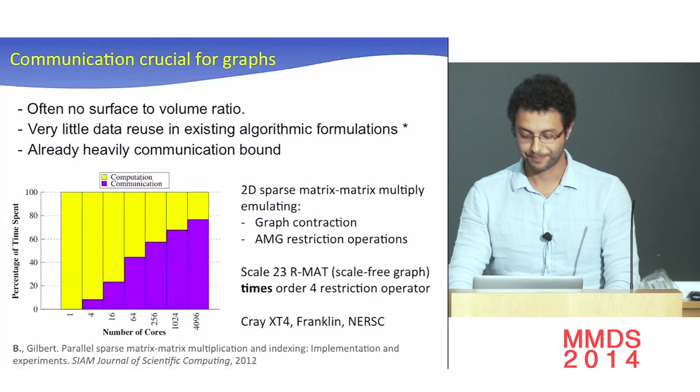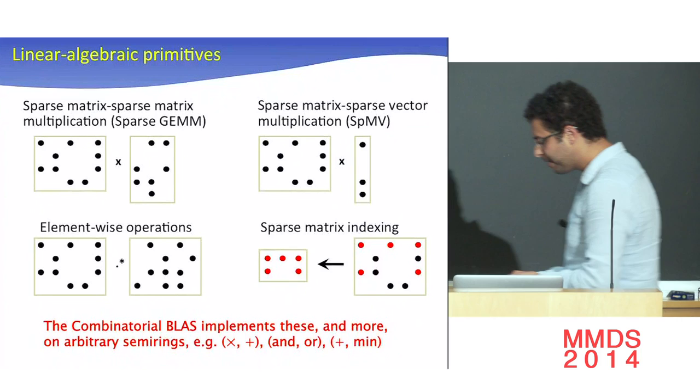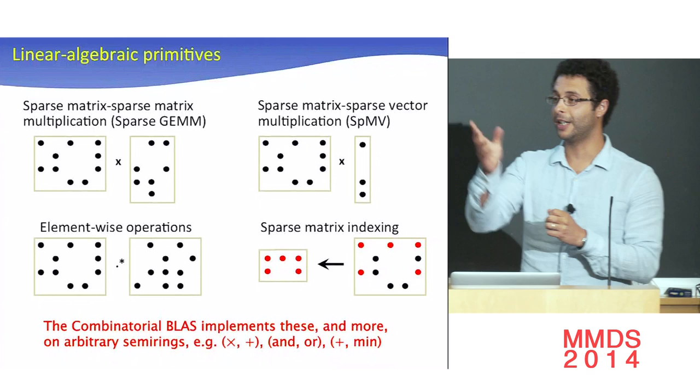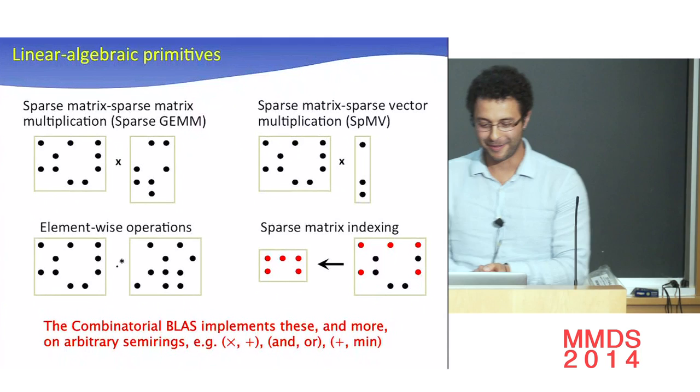So in the quest to find reduced communication graph algorithms, we're going to be exploring matrices. Maybe, like David said, you can explain everything by matrices. Maybe yes, maybe not. I'm not that religious.